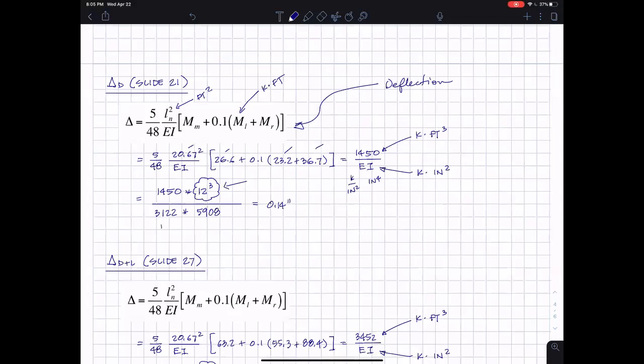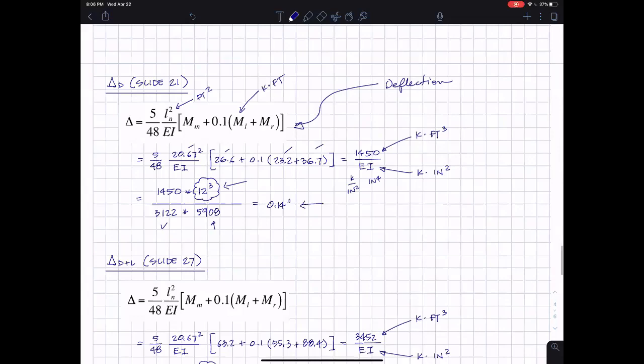Here's the E, the 3.1 million psi. I have to change it to ksi because they have kip feet cubed in the top. Change to kip inch cubed. So 3,122 ksi. And here's that I that we just figured out. We actually averaged the left, middle, and right. I do that in the slides. And that's how I got the 0.14 inches.